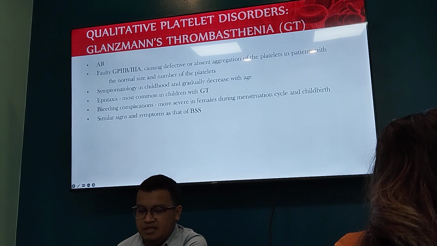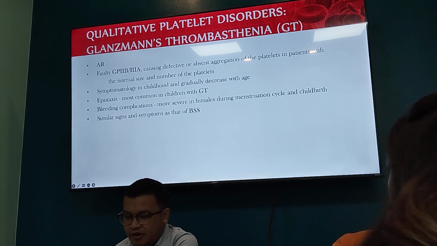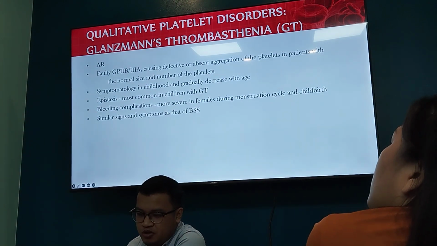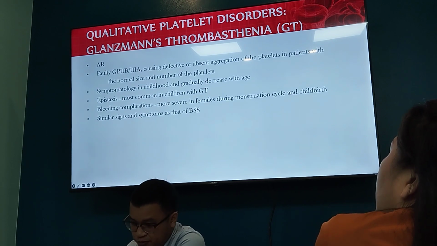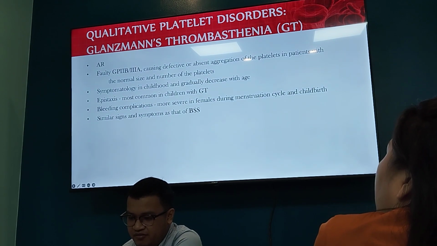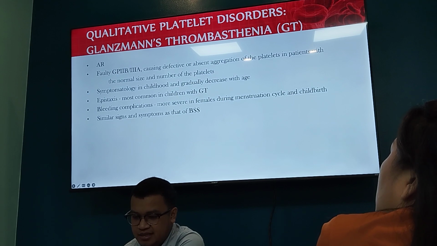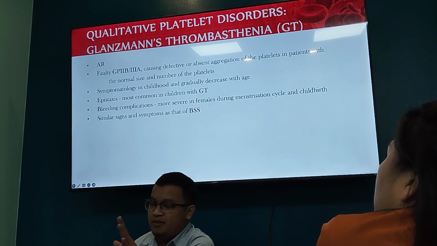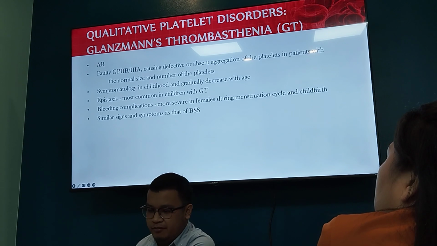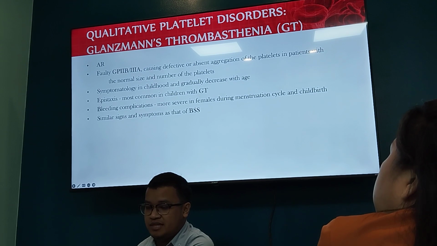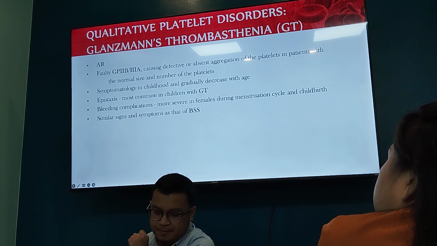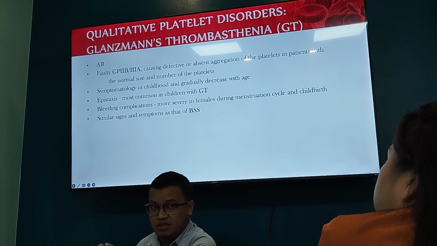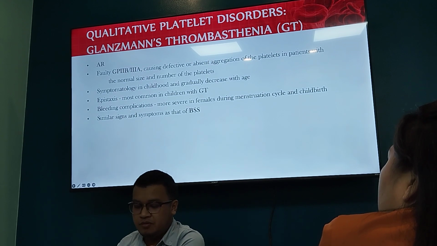So next would be your GT or your Glanzmann thrombasthenia. It is a rare autosomal recessive bleeding disorder caused by a faulty glycoprotein 2B3A, leading to defective or absent aggregation of the platelets, leading to prolonged bleeding. With normal size of the platelet and the number of the platelets. So you have no problem with the size, you have no problem with the number, but the function is faulty. So merong kulang na receptor or mali na nagawang receptor, which is important for your platelet aggregation.